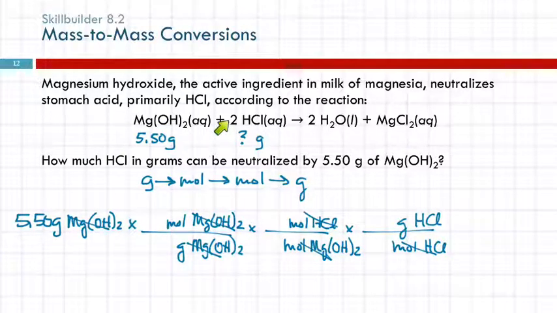So this comes from the coefficients in the equation. There's one of the magnesium hydroxides for every 2 HCl. I need 2 moles of HCl for every 1 mole of magnesium hydroxide.